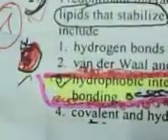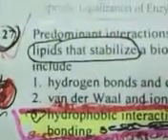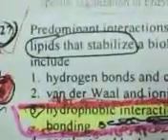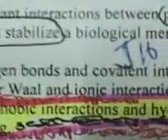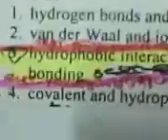Here, this is question number seven. The predominant interactions between phospholipids that stabilize the biological membrane include: the answer is number three, which is correct. Hydrophobic interactions and hydrogen bonding. So phospholipids are stabilized by hydrophobic interactions and hydrogen bonding.